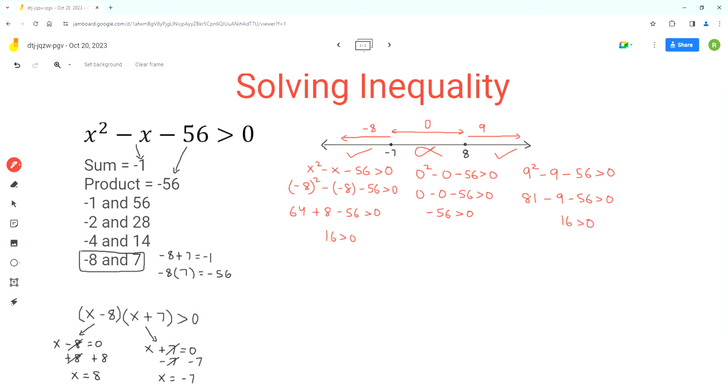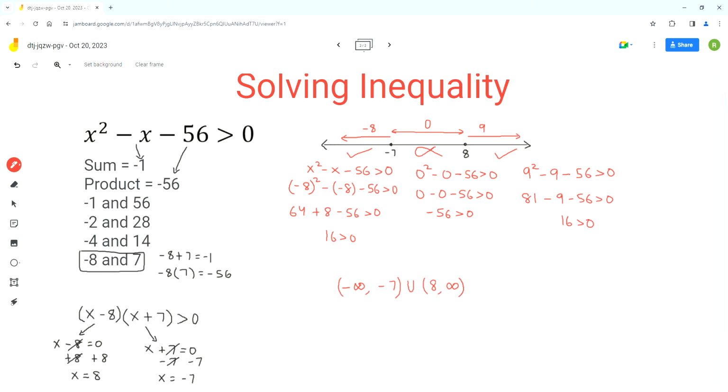So we can write the answer now in interval notation. So the solution for this inequality is, on the left part, we can write negative infinity to negative 7. Now negative 7 is not part of the solution because at negative 7 the inequality becomes equal to 0, because negative 7 is one of the two zeros. And in the inequality it only states greater than 0, not greater than or equal to 0. And the second part of the solution will be, union, 8 to positive infinity.